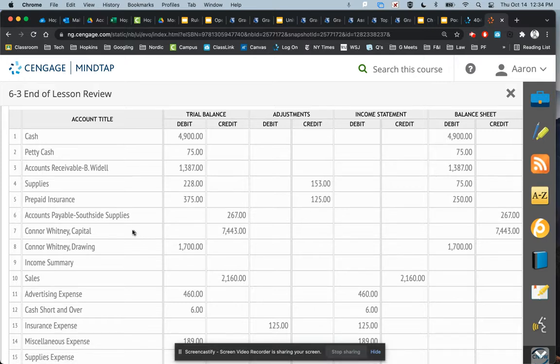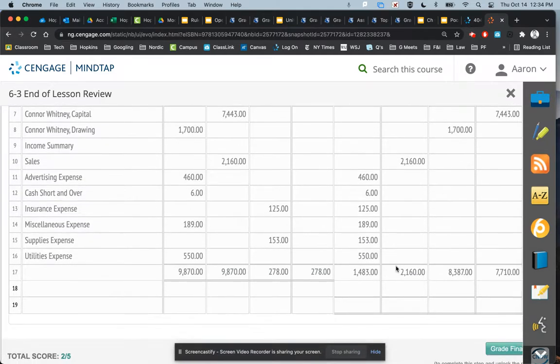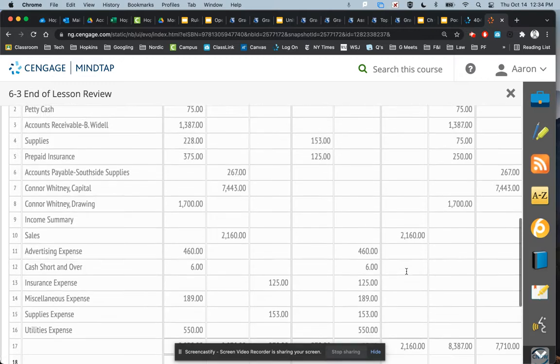We can look at some of these other things down here and say, all right, this Connor Whitney, the capital account, so Connor has put in a total of $7,443 of his own money. Or perhaps he took a loan out of a bank or something like that, but he's put in that money to the company. He's taken out a total of $1,700, and there are these other assets that he owns too. And he turned a profit for right now, right? We call it net income for this point. So he has a positive net income, which is good.